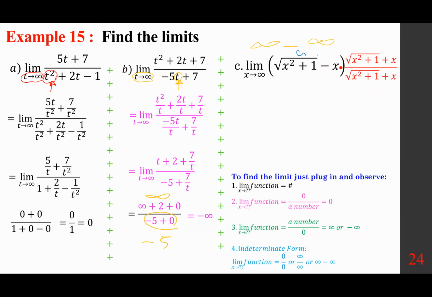a minus b times a plus b, and the product is a squared minus b squared, which means this is going to get squared up and come out of the radical sign, minus x squared. The denominator remains.